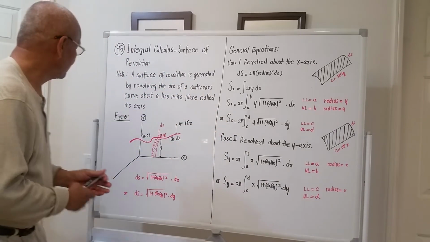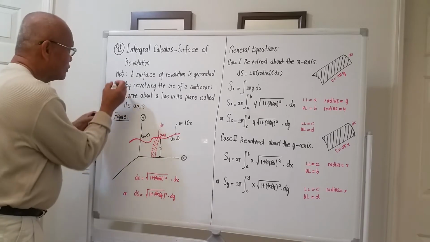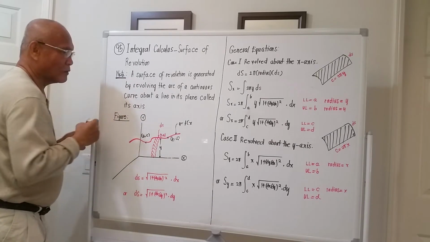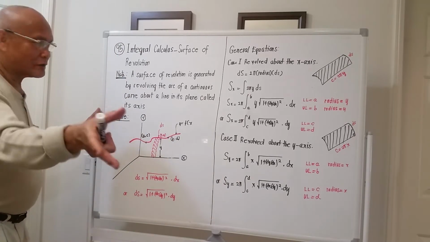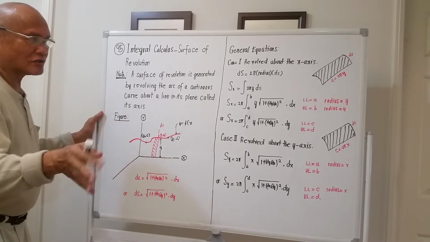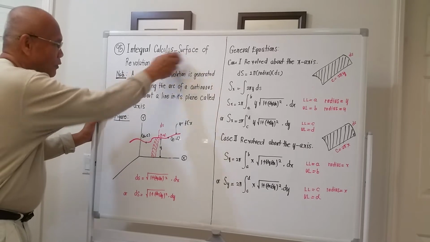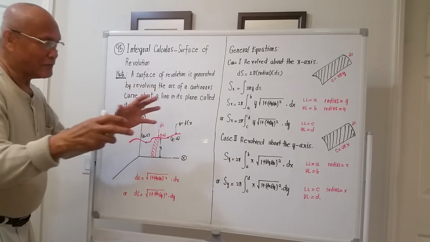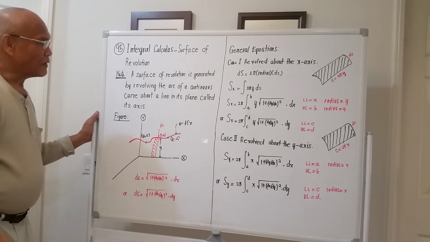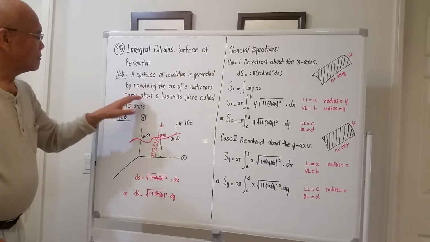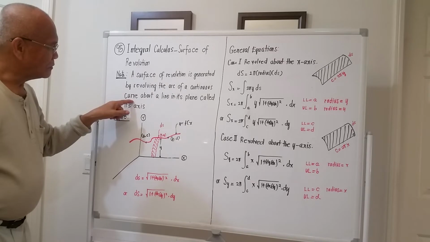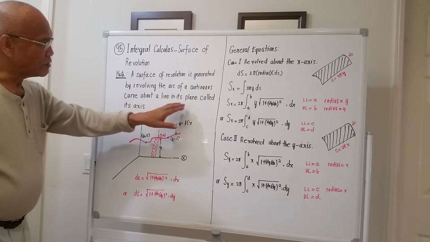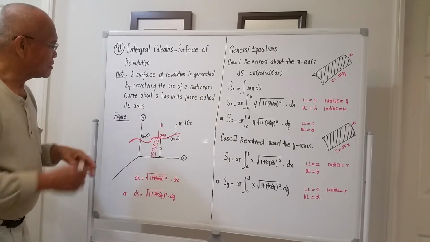Okay, let's proceed. There's a note here under the so-called surface of revolution. I will try to read this. This is the foundation of the surface of revolution concept. A surface of revolution is generated by revolving the arc of a continuous curve about a line in its plane called its axis.